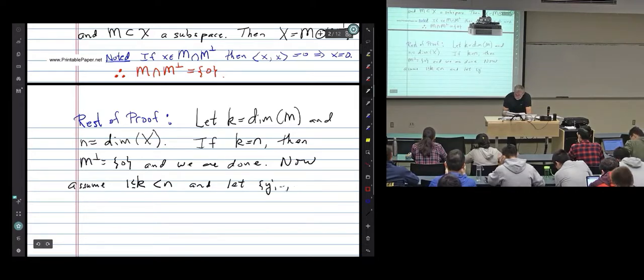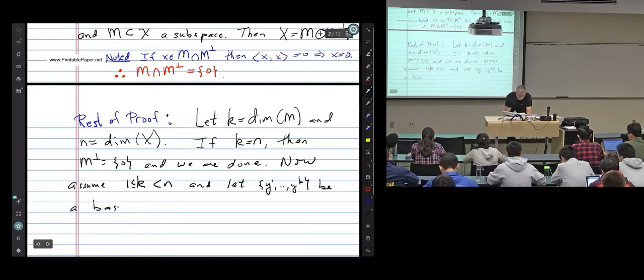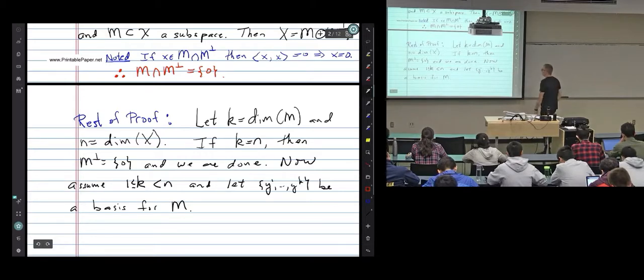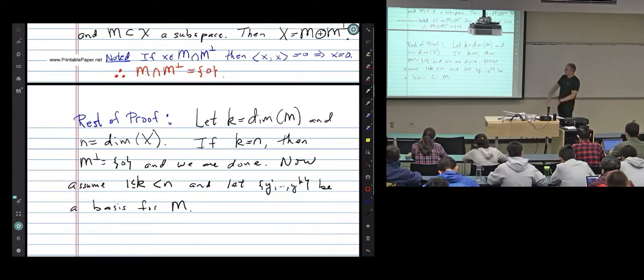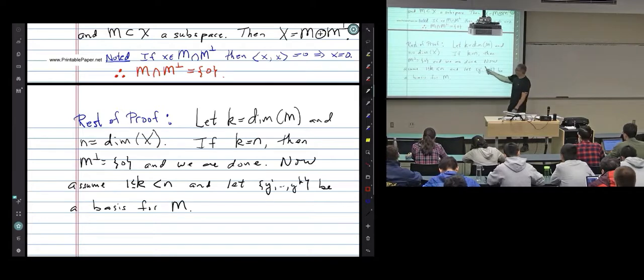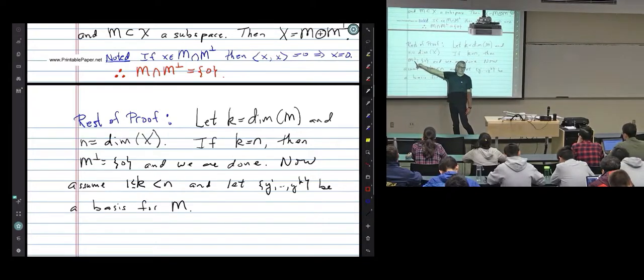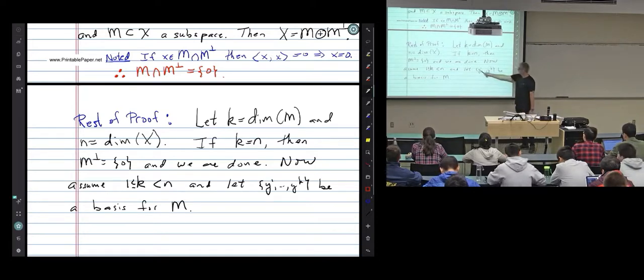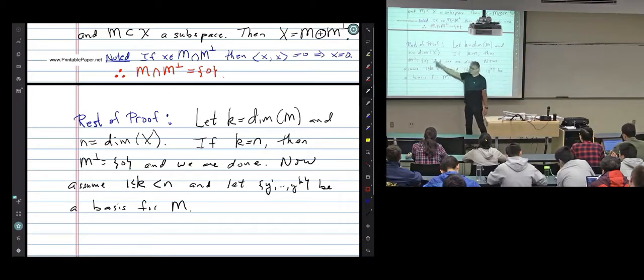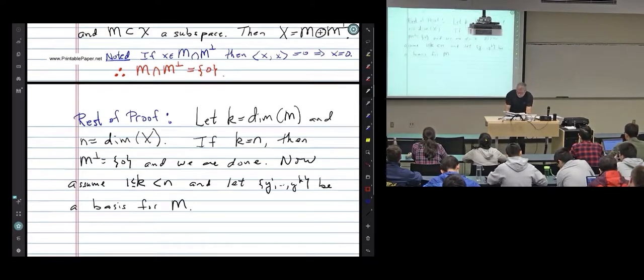And let Y1 to YK be a basis for M. Now what I want to do is, using this information and the fact that X is finite dimensional, actually compute the orthogonal complement of M. I'm going to use our result that says, given any set of linearly independent vectors, I can complete it to a basis for X. And that's where we're using finite dimensionality.